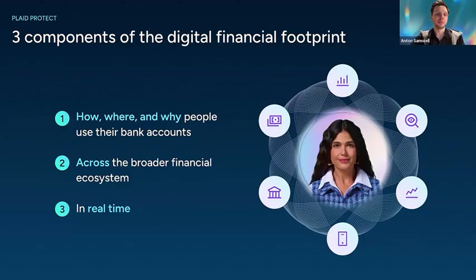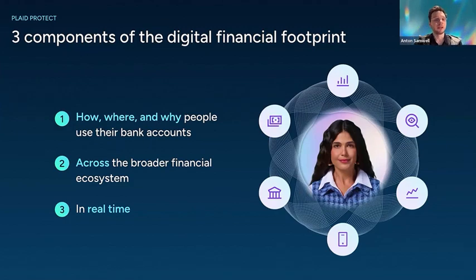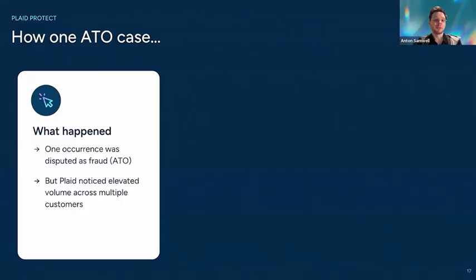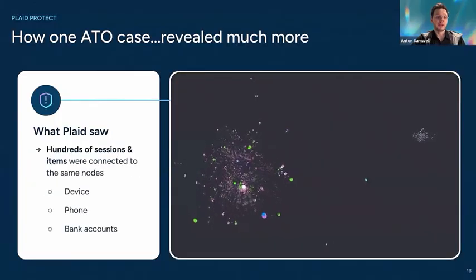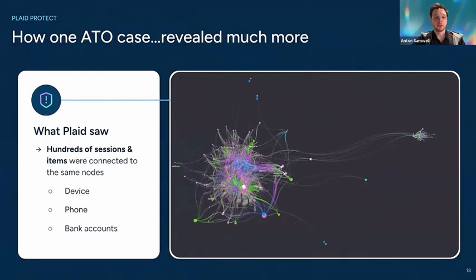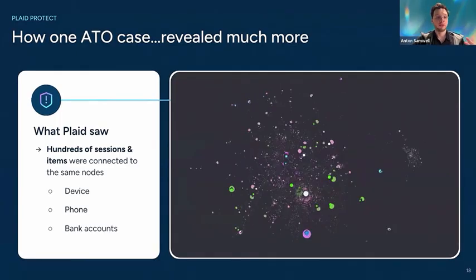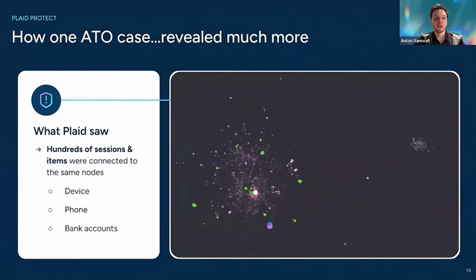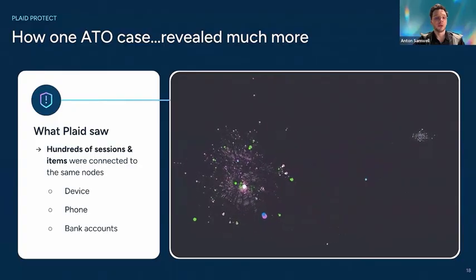Cool. Let me show you a real example to make it really clear. So in this one real case, a customer reported a disputed transaction that looked like an account takeover. At first, it seemed like a one-off issue, but we decided to investigate. And when we mapped the connections of that user's bank accounts and their phone number and the devices, the graph did not stop at that one transaction.